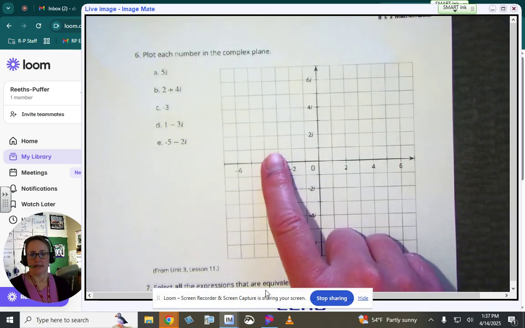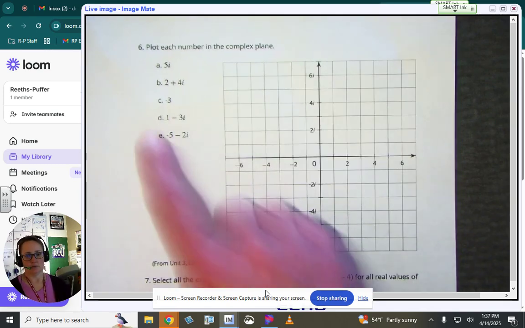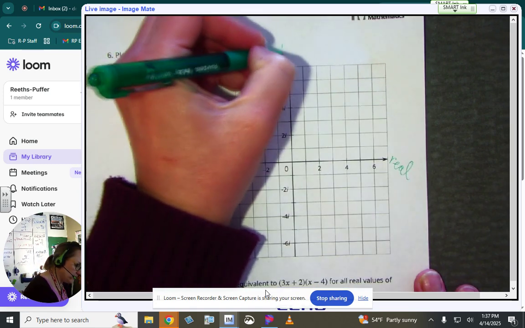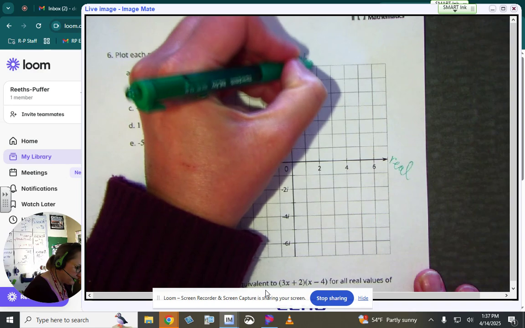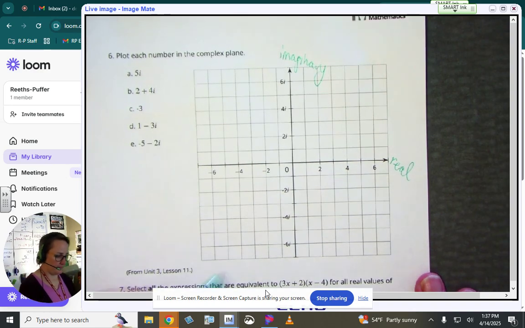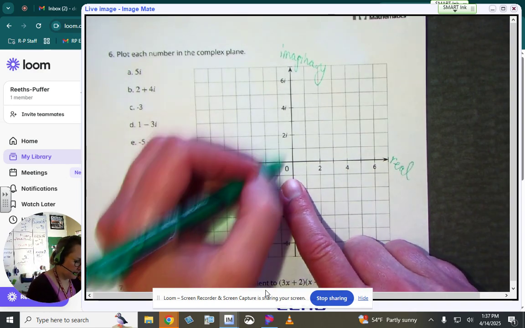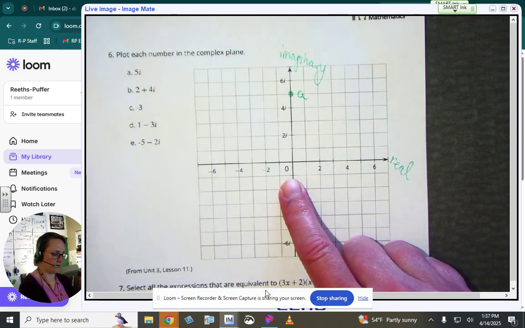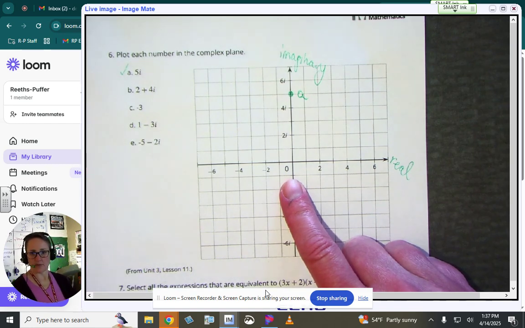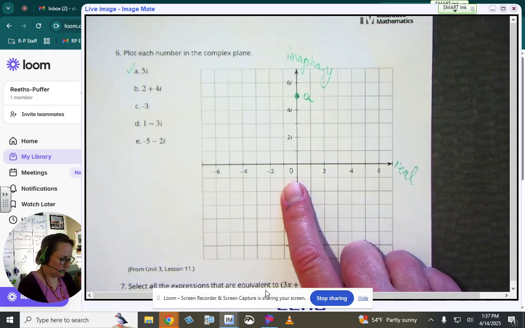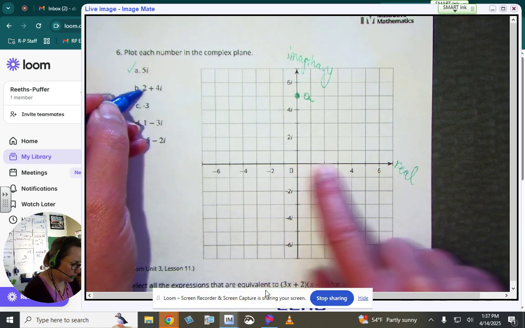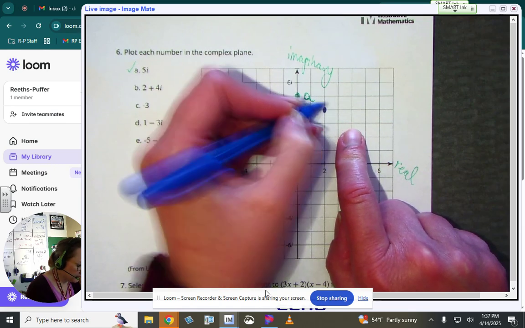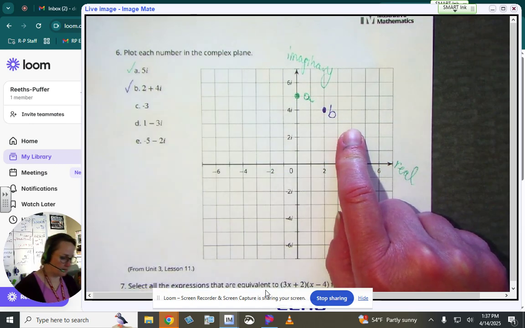All right, plotting each number on a complex plane. Remember, this is just thinking about our real and our imaginary. Five i is there. I did that one in green. Maybe you want to change colors too. 2 real, 4 positive imaginaries. Here is part B in blue.